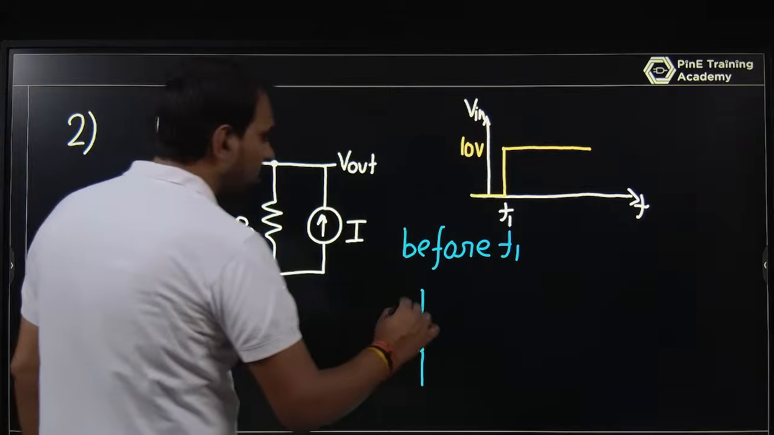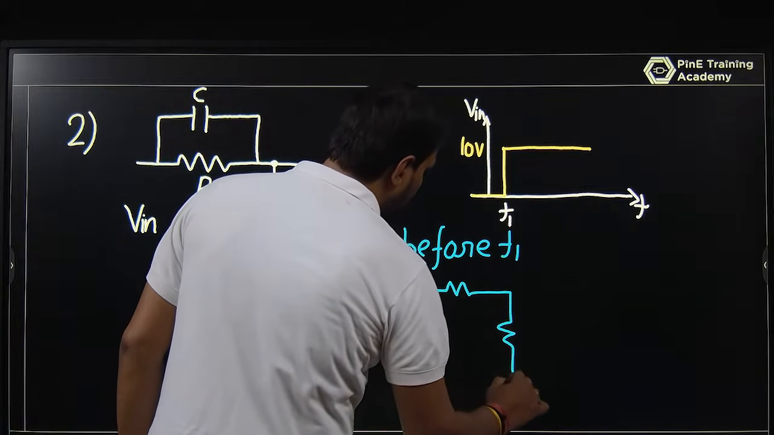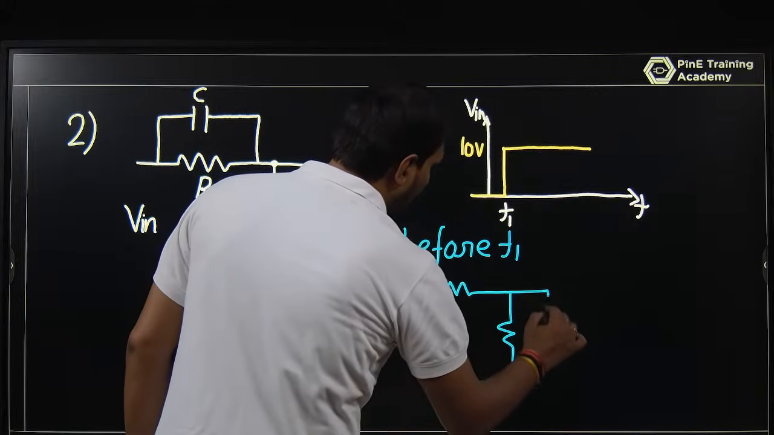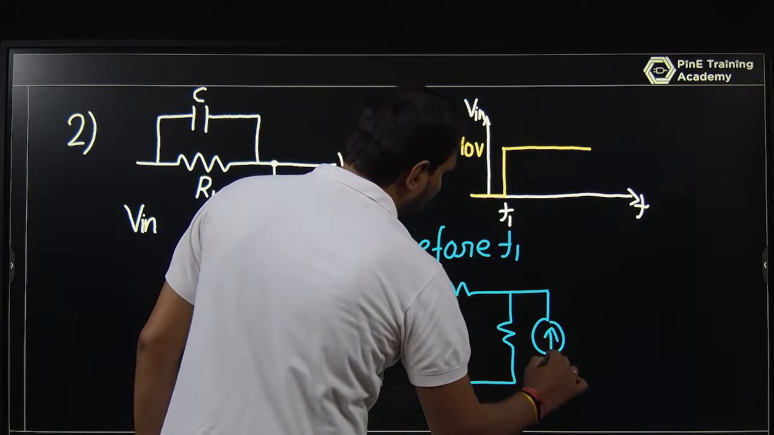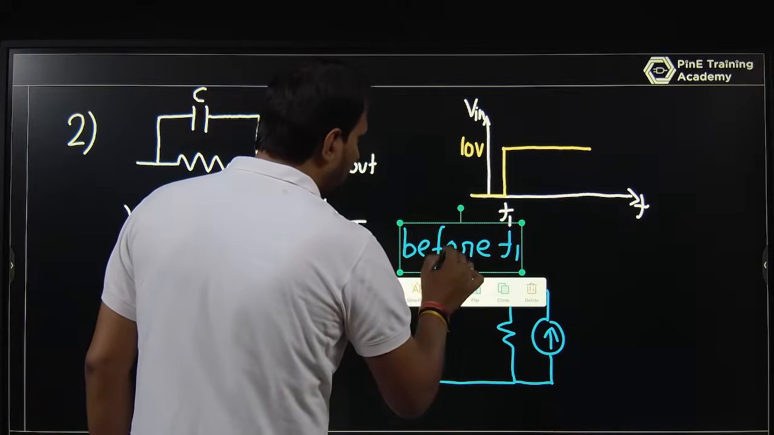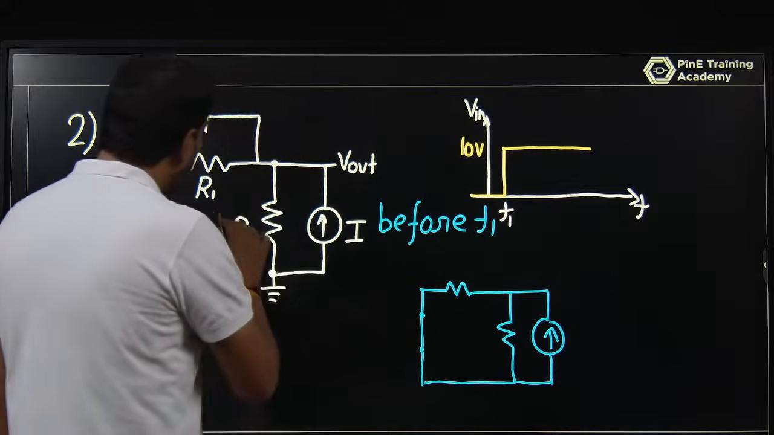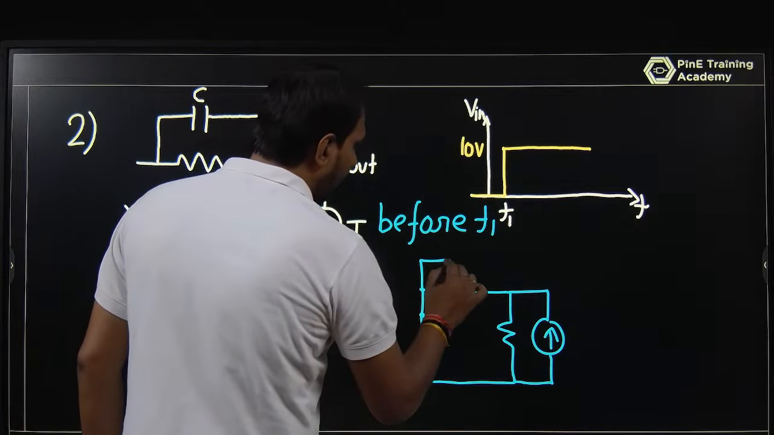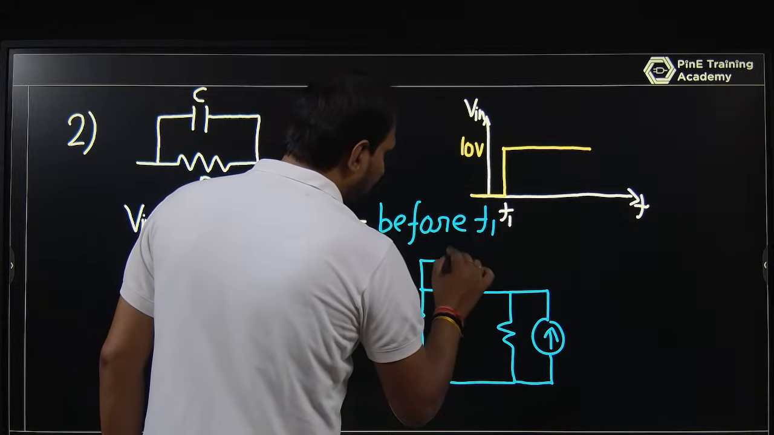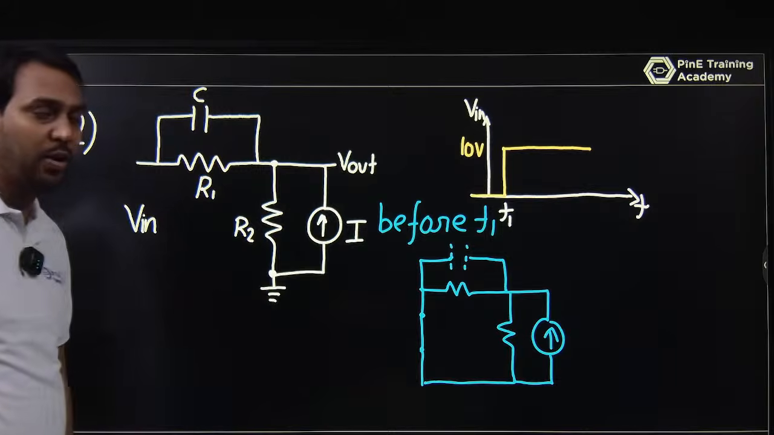Input voltage is 0. You have a resistor here, a resistance here, and a current here. And I am saying that you have a capacitor here, and this capacitor acts like an open circuit. Why? Because in a steady state it will act like an open circuit.